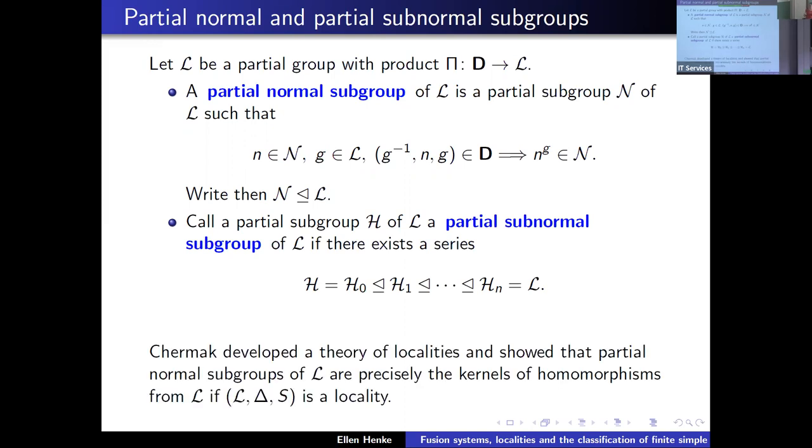For localities, and this works only for localities and not for partial groups in general, Andy Chermak developed a nice theory. There's a natural notion of homomorphisms of partial groups, and the kernel is always a partial normal subgroup. In the case of localities, Andy showed that there's something like a quotient locality, and the kernels of homomorphisms become then exactly the partial normal subgroups, as we are used to from groups. And this is, by the way, something which does not work the same way in fusion systems.